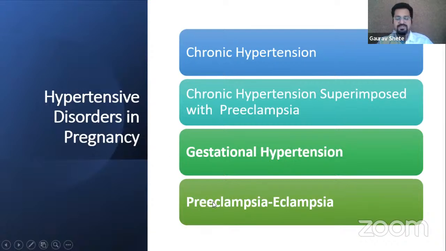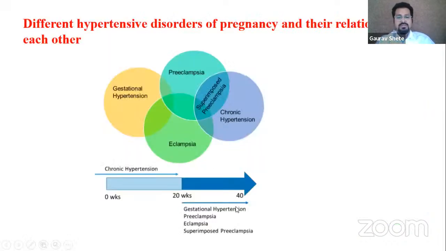hypertension, and there is preeclampsia, eclampsia syndrome. So this chart will give you a little brief idea. So chronic hypertension, as you see, is below 20 weeks. Chronic hypertension means the lady has been diagnosed hypertensive before 20 weeks. She can be even diagnosed before pregnancy itself.